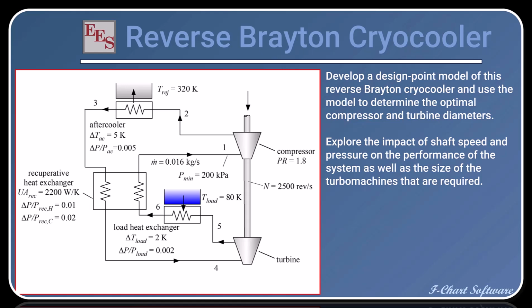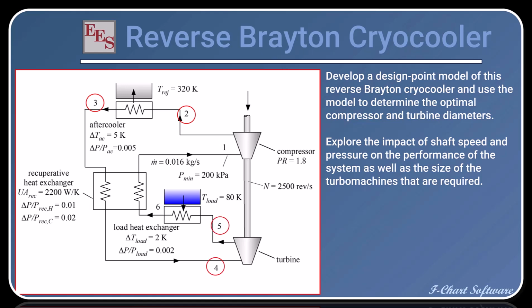And this very cold, low pressure fluid goes through the load heat exchanger. That's where the refrigeration is being provided at, in this case, 80 Kelvin. And then the stuff leaving the load heat exchanger goes back through the other side of the recuperative heat exchanger, the low pressure, the cold side, and returns to the compressor. So we've numbered the states here, 1, 2, 3, 4, 5, and 6.